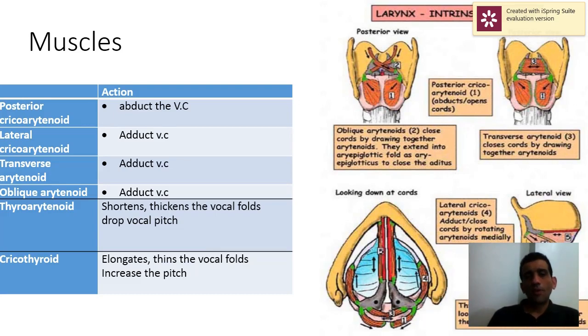We will talk about the intrinsic muscles of the larynx. All the intrinsic muscles of the larynx are supplied by the recurrent laryngeal nerve except the cricothyroid muscle, which takes its nerve supply from the external branch of the superior laryngeal nerve, and is responsible for increasing the pitch of the sound and elongating and increasing the tension of the vocal cord. The main abductor is the posterior cricoarytenoid. The lateral and transverse cricoarytenoid adduct the vocal cord. The thyroarytenoid muscle shortens and thickens the vocal cord.